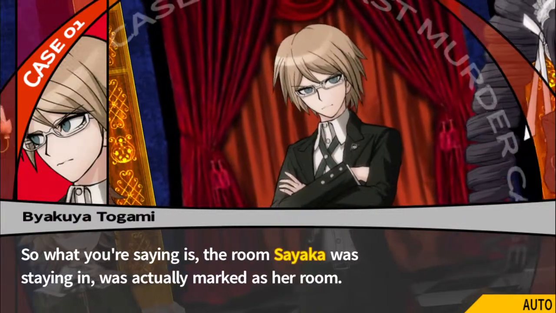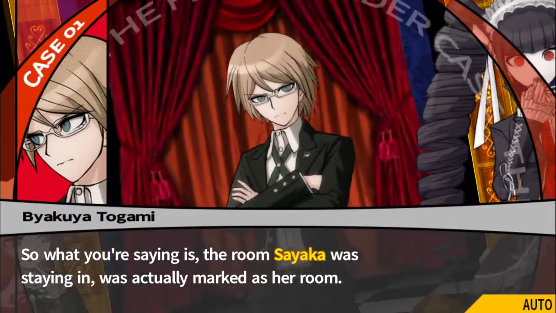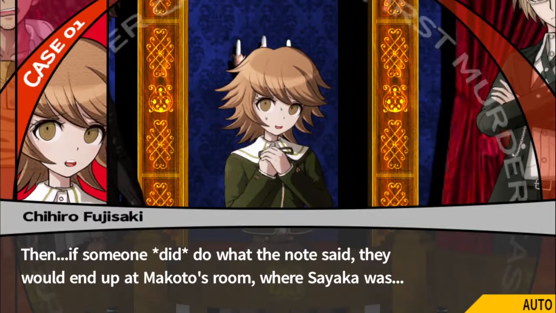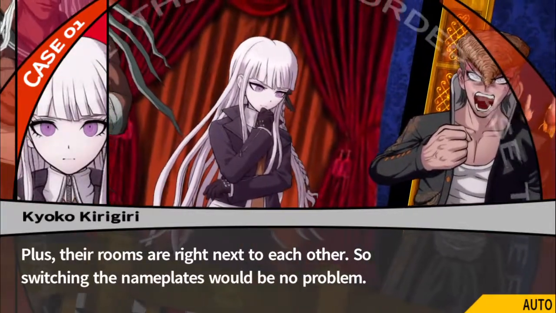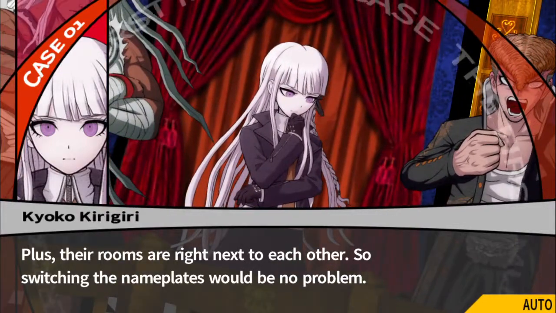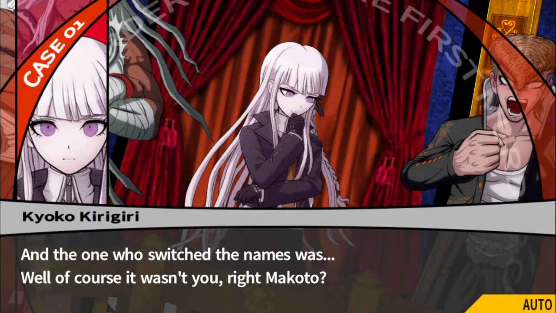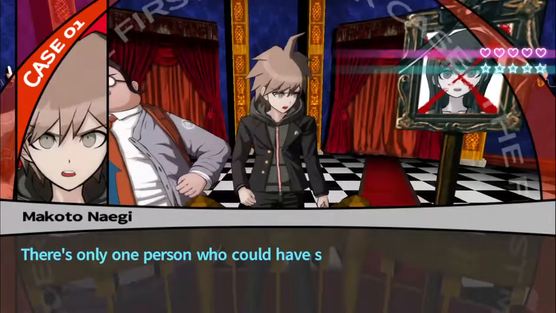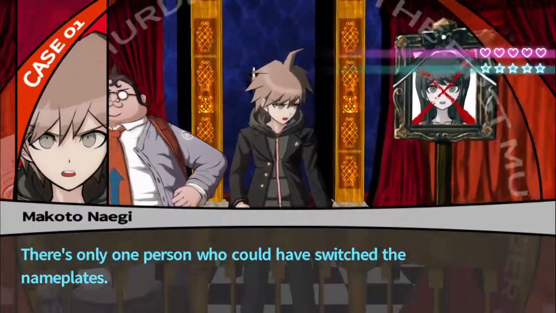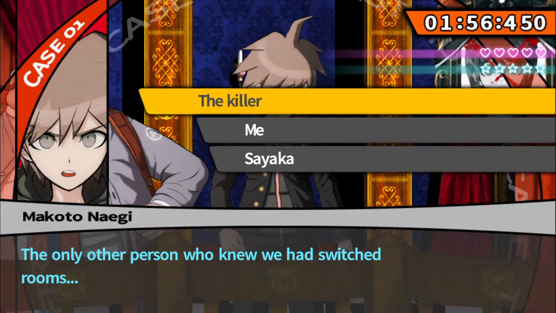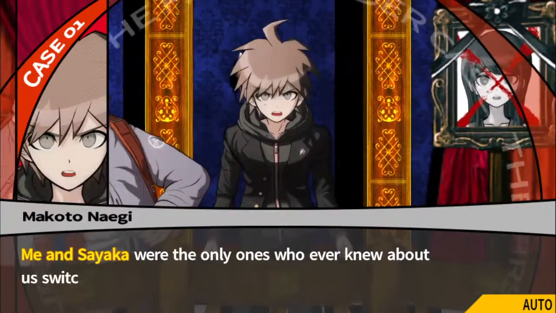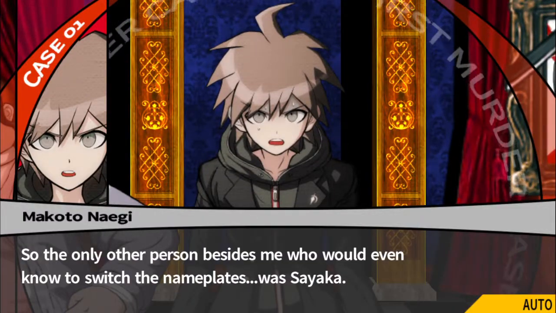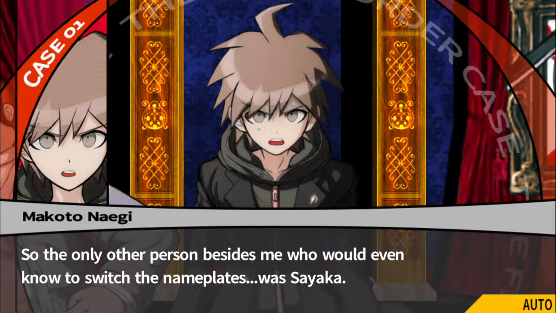So what you're saying is, the room Sayaka was staying in was actually marked as her room. Then, if someone did do what the note said, they would end up at Makoto's room where Sayaka was. Plus, their rooms are right next to each other, so switching the nameplates would be no problem. And the one who switched the names was... Well, of course it wasn't you, right, Makoto? Right. Okay, then who did it? I got it! Me and Sayaka were the only ones who ever knew about us switching rooms. So the only other person besides me who would even know to switch the nameplates was Sayaka. You can also infer as much from her note.